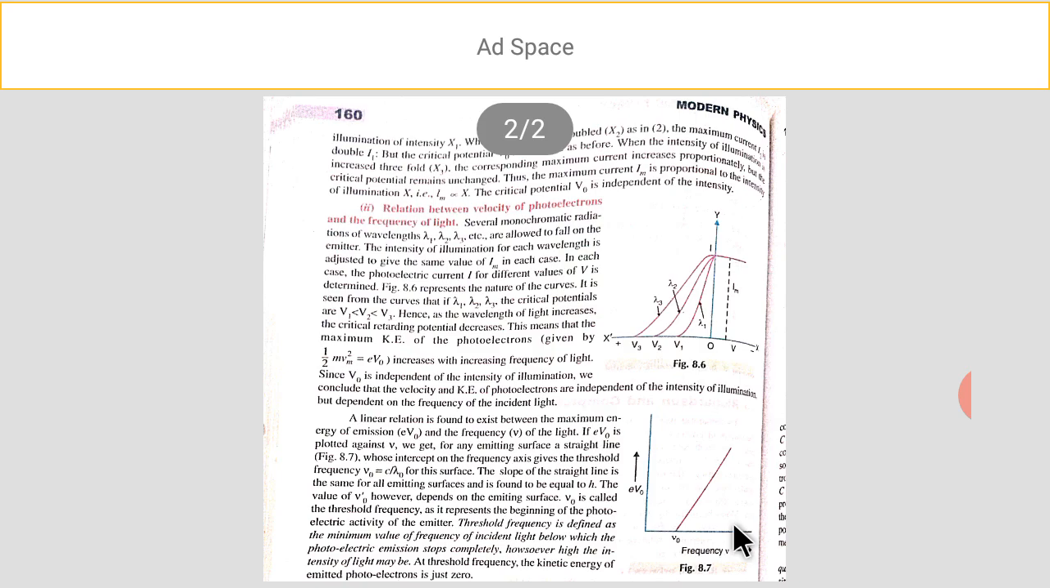Now threshold frequency is defined as the minimum value of frequency of incident light below which the photoelectric emission stops completely, however high the intensity of the light may be. This is called the definition of threshold frequency.